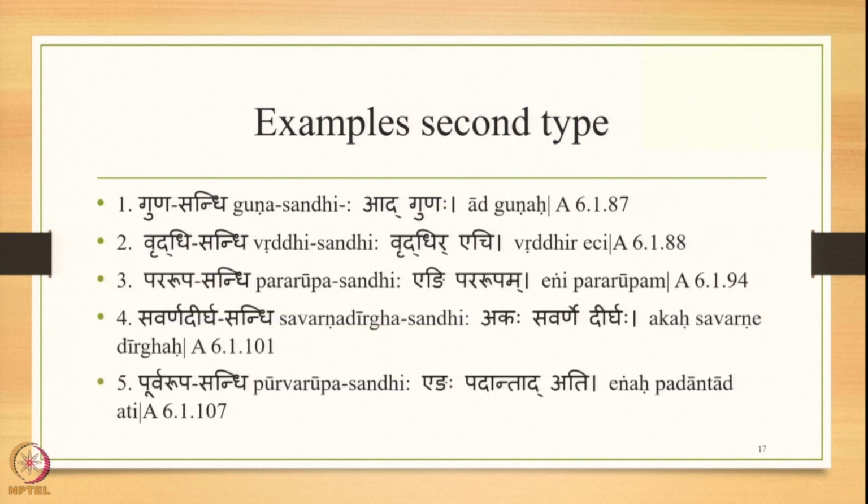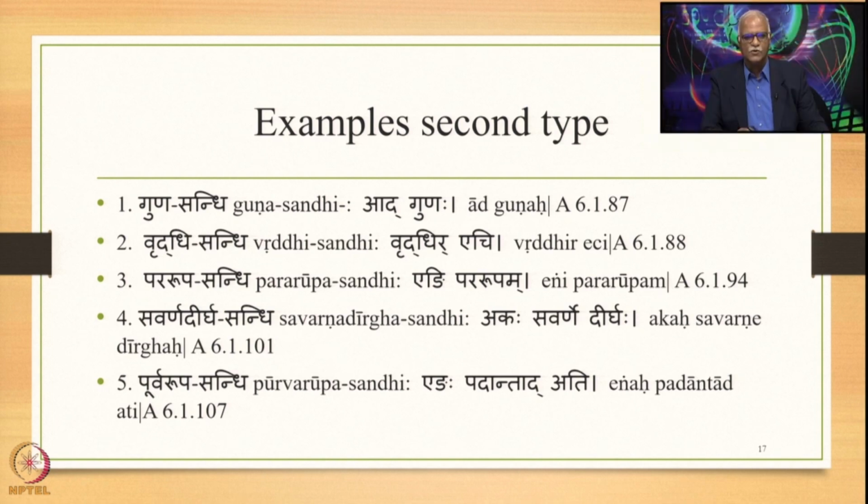Then here are the examples of the second type. There are 5 examples. The first one is Guna Sandhi, stated by the Sutra Ad Gunaha. Then there is Vriddhi Sandhi, stated by the Sutra Vriddhirechi. Then you have Pararupa Sandhi, stated by the Sutra Engi Pararupam. Then Savarna Dirgha Sandhi, stated by the Sutra Akas Savarne Dirgha. And finally, the fifth one, Purvarupa Sandhi, stated by the Sutra Engah Padantadati.